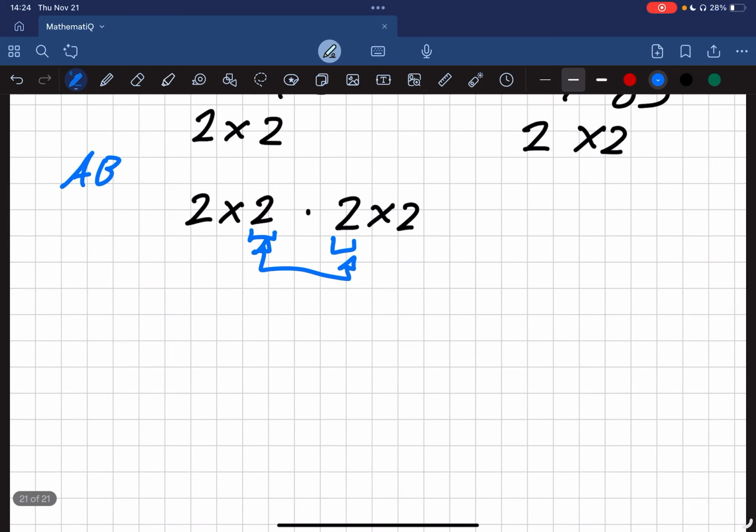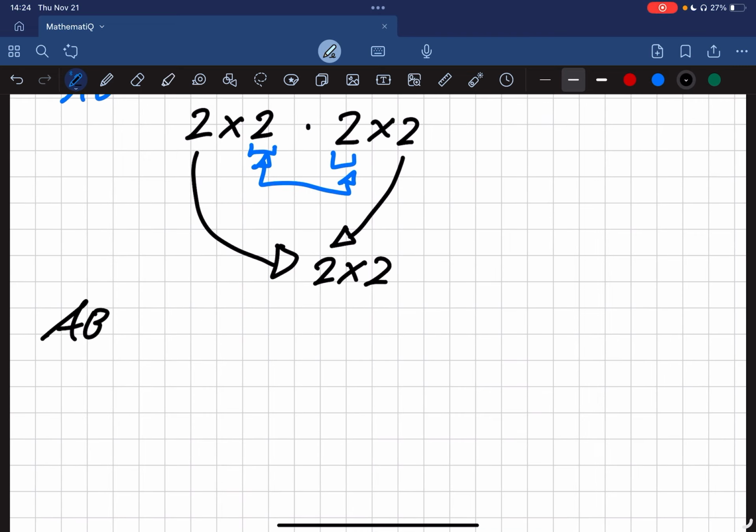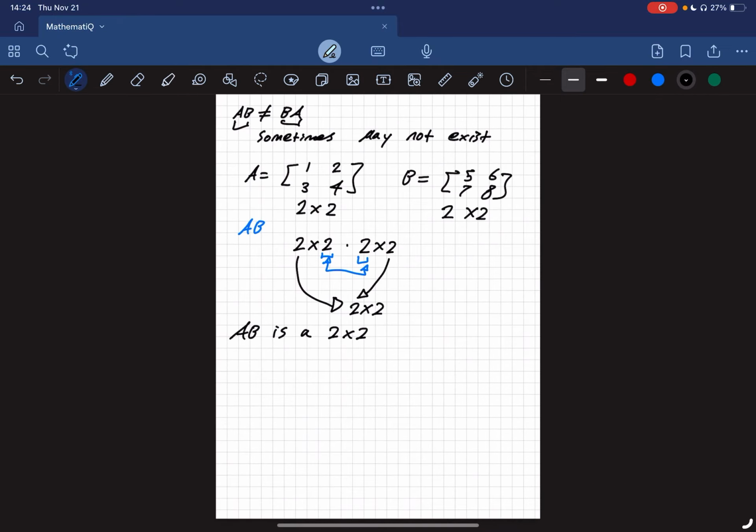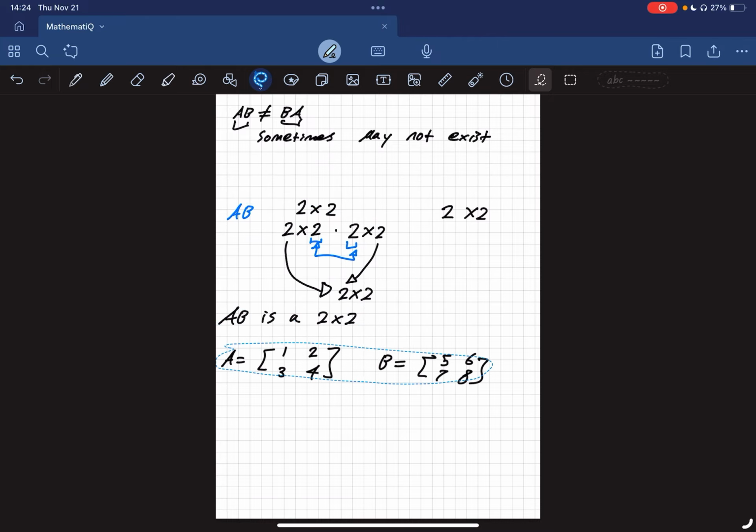In some other cases where they are not equal, where let's say this is a 3 and this is a 2, these are not equal, we cannot multiply, okay? These inner numbers determine whether the multiplication is possible, and the outer ones, the rows of the first matrix and the columns of the second matrix, determine what the final matrix dimensions are going to be. So the final matrix is going to be a 2 by 2 as well. So AB is going to be a 2 by 2. I'm just going to move this out of the way and bring this a little bit down, right here, and we're going to work with it.